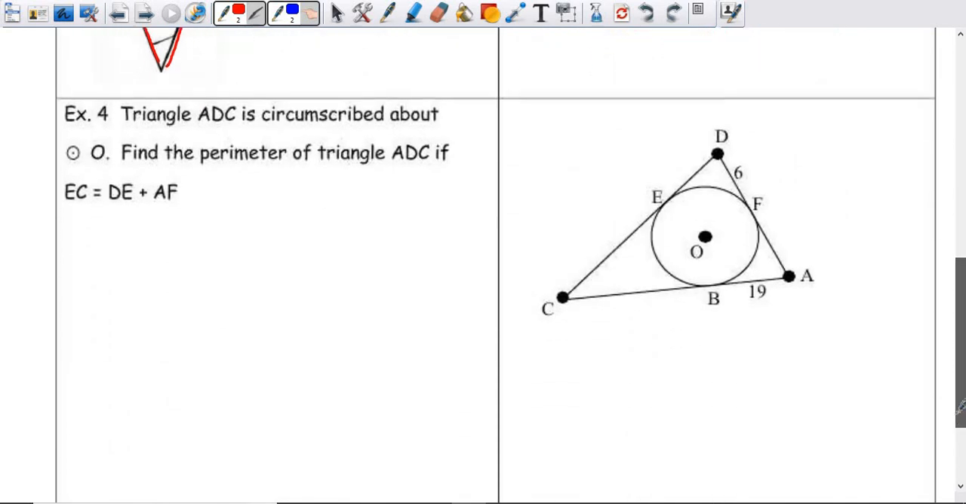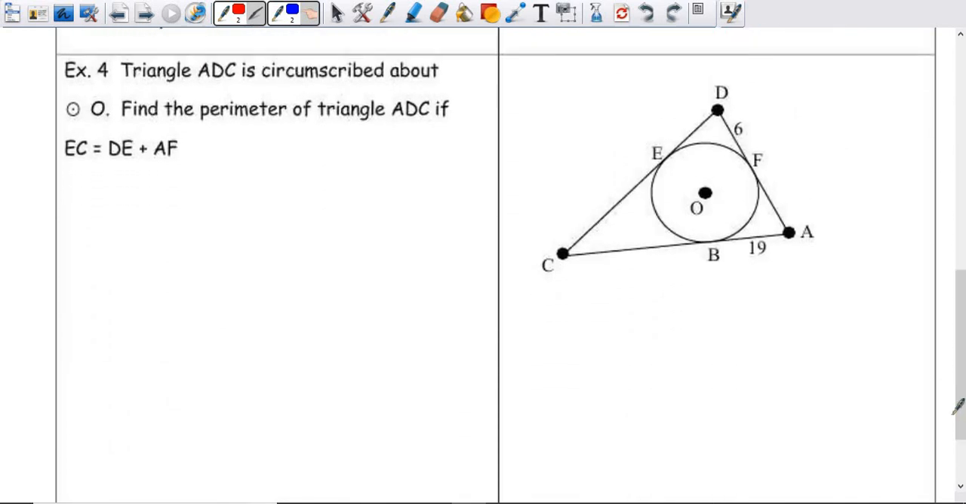All right? So you're always just looking for those snow cones. We got one last example. Example 4: triangle ADC is circumscribed about circle O. That means that all the lines that make up that triangle are tangent to the circle. So find the perimeter of triangle ADC if EC equals DE plus AF.